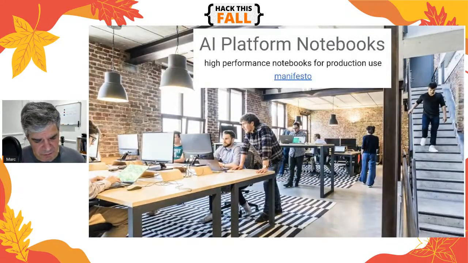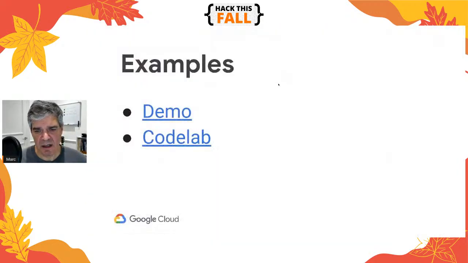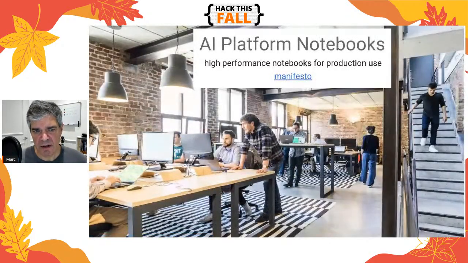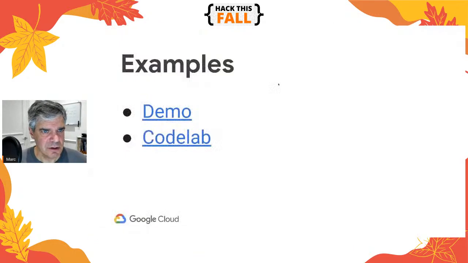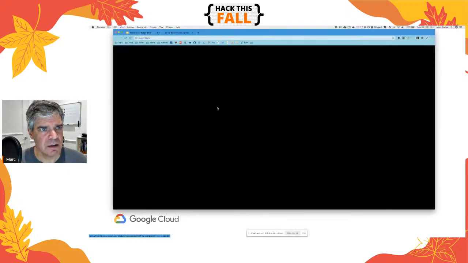The third and final type of notebook I wanted to tell you about is called AI Platform Notebooks. And if you click on this link, manifesto, you'll see some of the thinking that went into this. AI Platform Notebook is a Jupyter environment that's integrated into Google Cloud. And so this is sort of the high end of Jupyter Notebooks. And I'll show you quickly what this looks like.